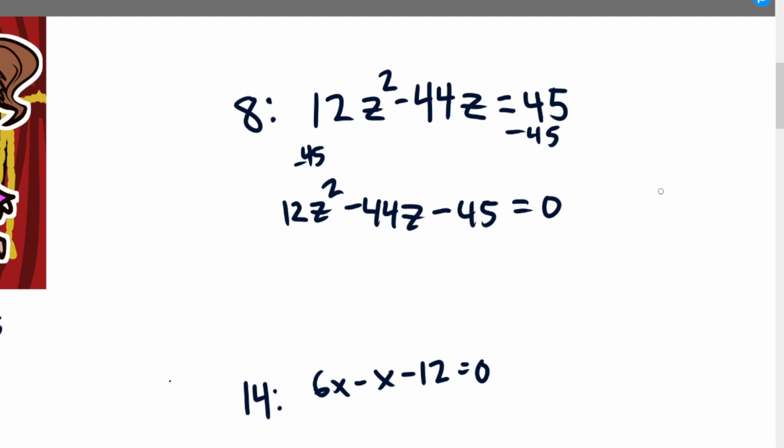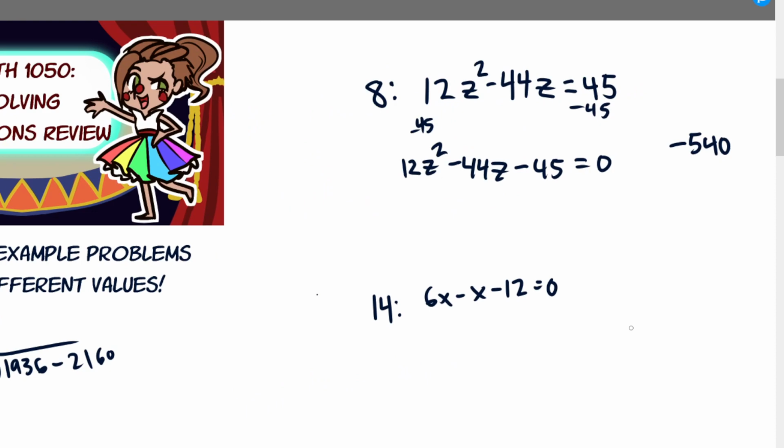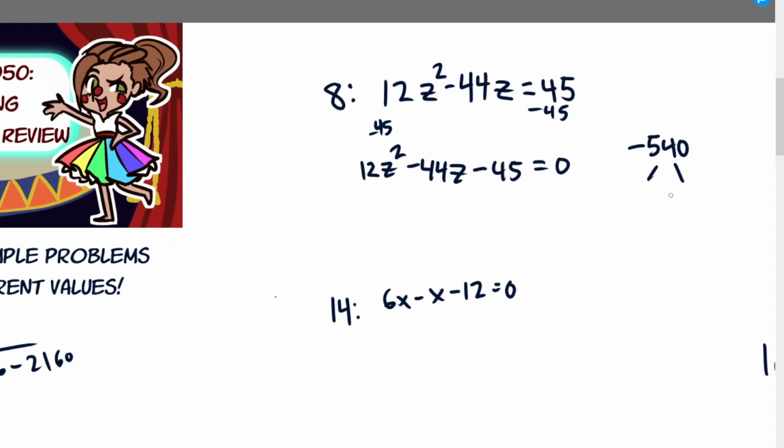Now, what I want to do here is the AC method or the quadratic formula. In this case, it's nice to us, so we can do the AC method. So 12 times negative 45 is negative 540, and the things that multiply up to negative 540 and add up to negative 44 are going to be negative 54 and positive 10.